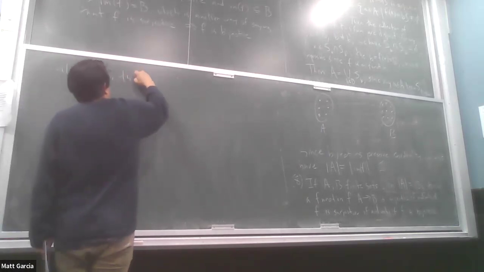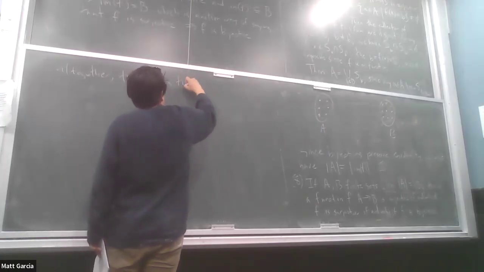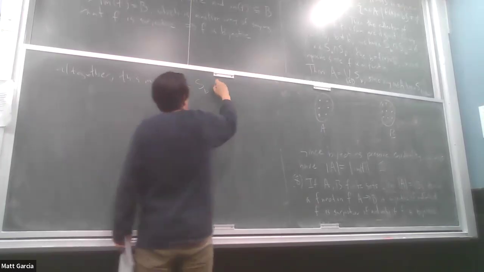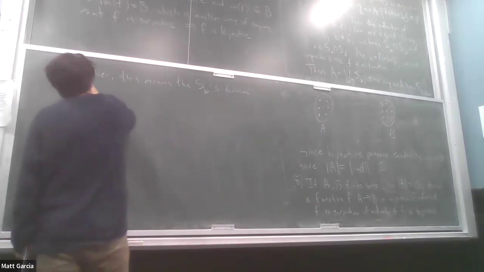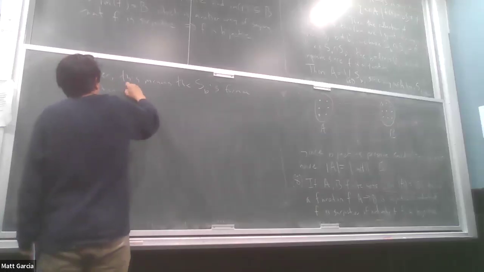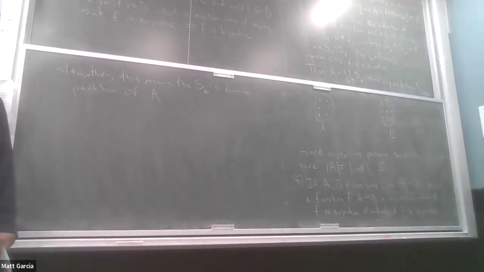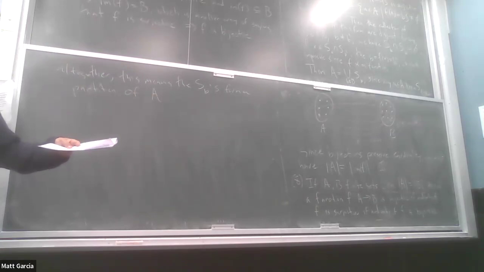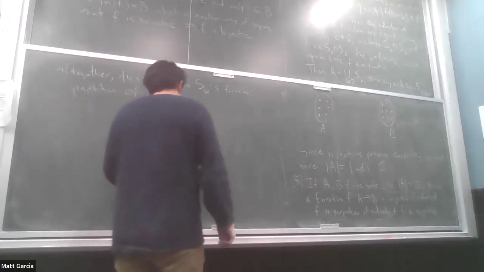Altogether, this means the S sub B's form a partition of A, right? Take any two that are not equal, they're disjoint. None of them are empty. And when I take their union altogether, I get A. So I get a partition of A.